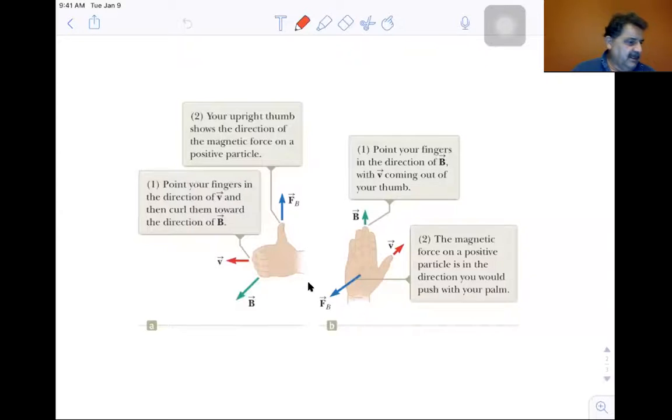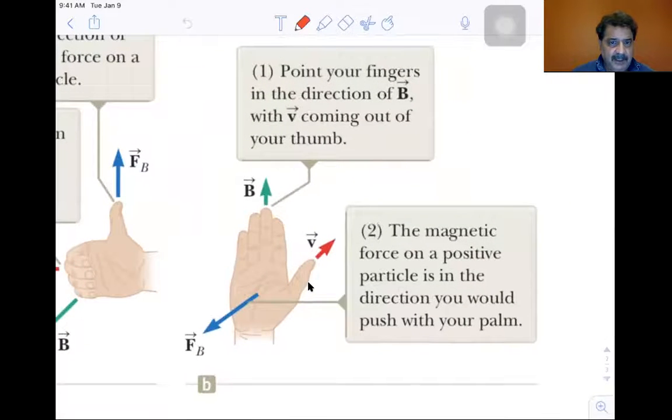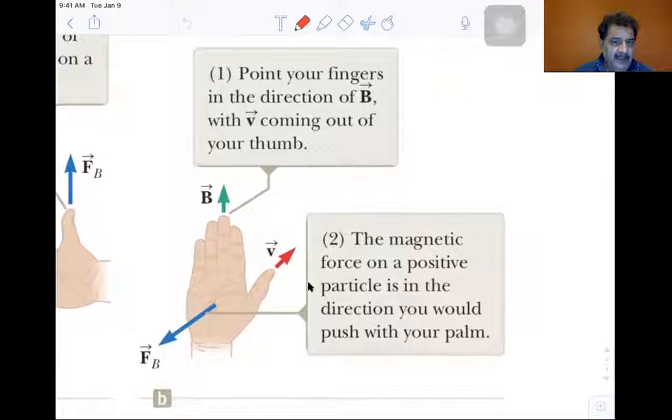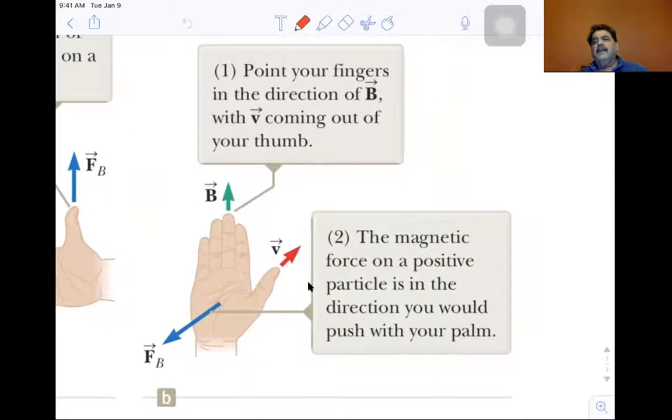So let's see if I can zoom this and just ignore the A part. Okay, let's say you have a magnetic field. Your fingers are in the direction of the magnetic field. Your thumb is in the velocity of the particle. Now, if it's a positive particle, think of the palm of your hand, positive. If it's a positive particle, the force is perpendicular to the palm of your hand.